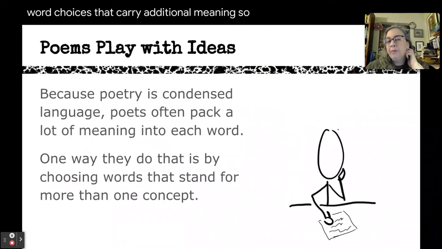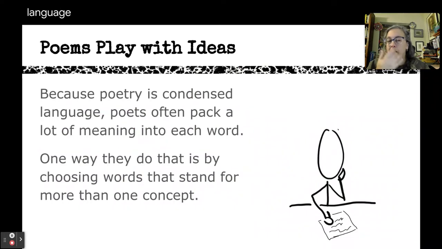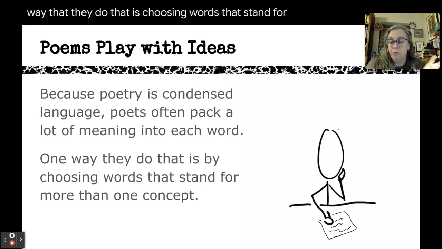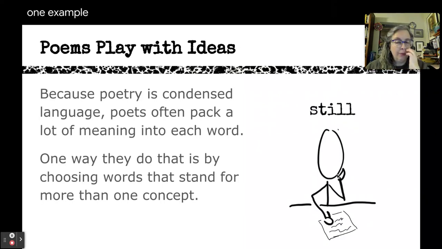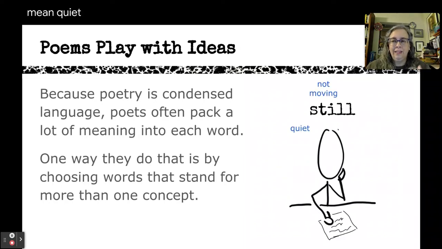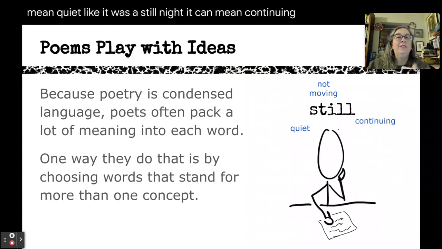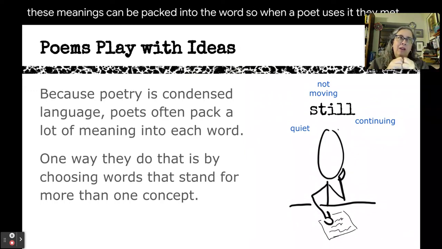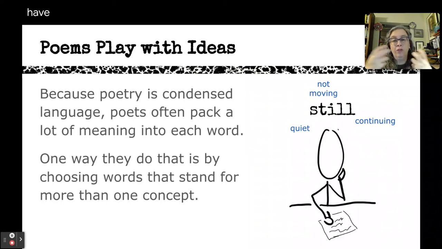Because poetry is condensed language, poets will choose words that can carry a lot of meaning. And one way that they do that is choosing words that stand for more than one concept. One example is the word still right here. Still can mean not moving. It can also mean quiet, like it was a still night. It can mean continuing. I'm still going. And all of these meanings can be packed into the word. So when a poet uses it, they may be referencing more than one meaning.